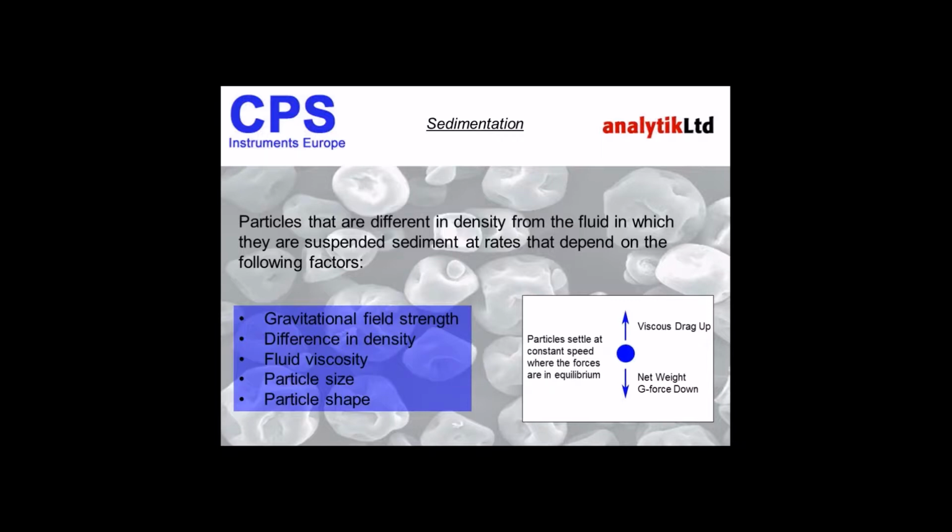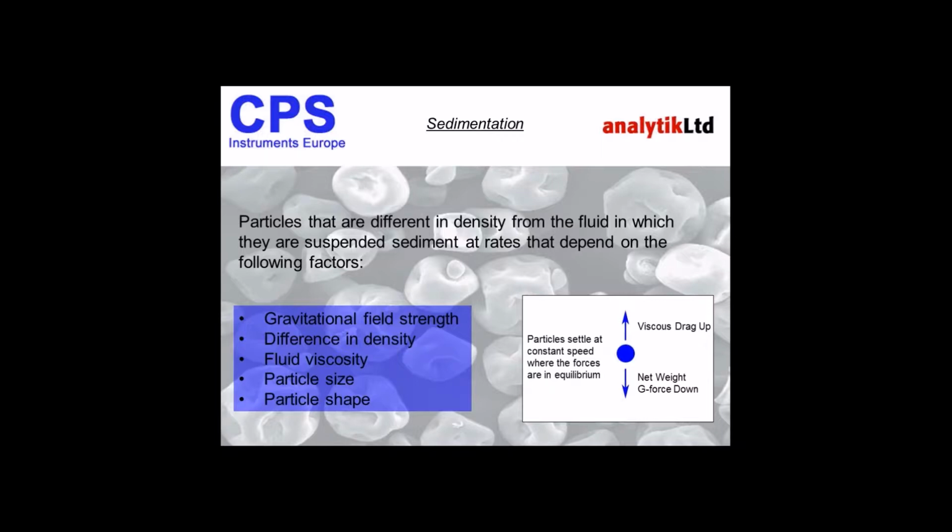Particles that are different in density from the fluid in which they are suspended will sediment at rates that depend on the following factors. So how can we increase sedimentation? What factors affect sedimentation rate? The most obvious one is gravitational field strength.